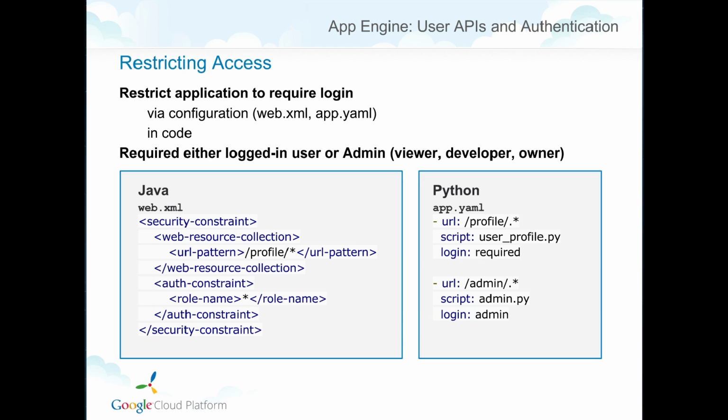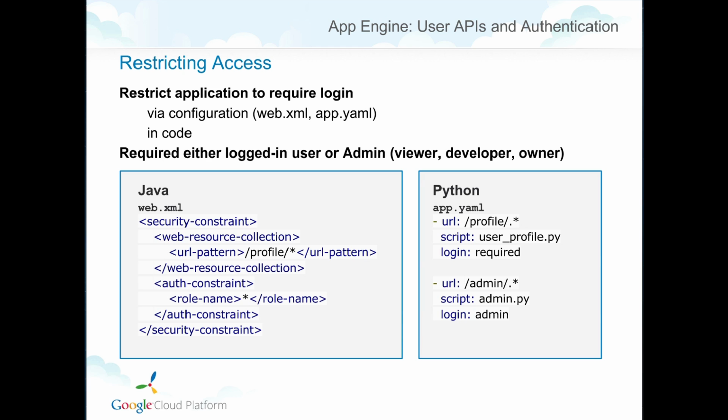For this, what you see is a pattern with the URL, and then we have a role name. You have one of two options for setting the role name. An asterisk in Java means that it doesn't matter which role, they don't need to be logged in, or it just simply says login is required for Python. Or you can mention the role admin.